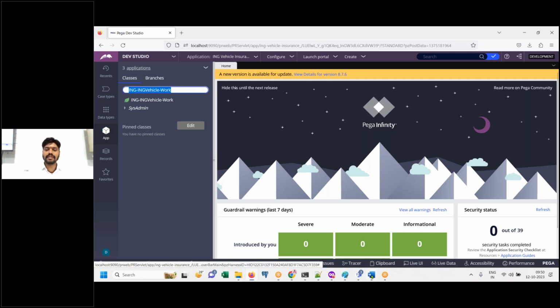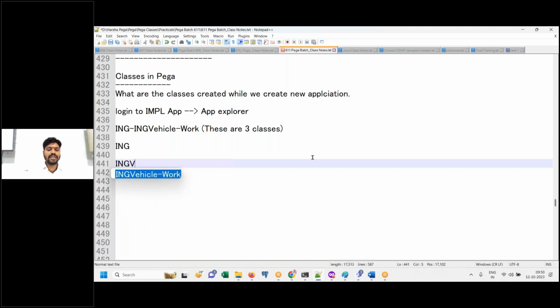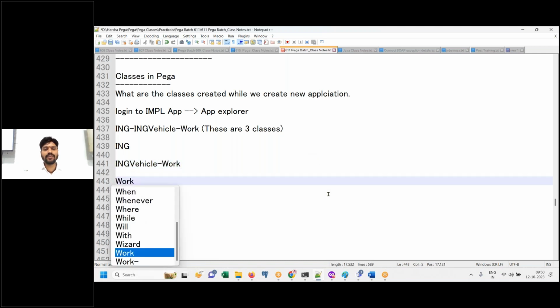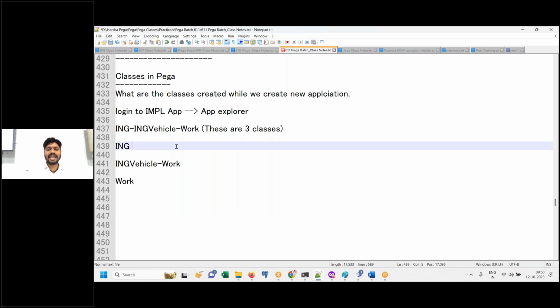We see these 3 classes. By class name, you can tell me. ING is one class. ING vehicle is another class. Work: is this work same as Work-? No, this work is what our application created. Work- is OOTB. The ING class name is reflecting something. What is that? Abstract class.